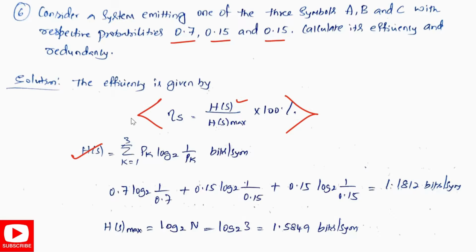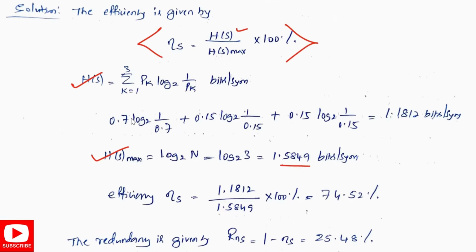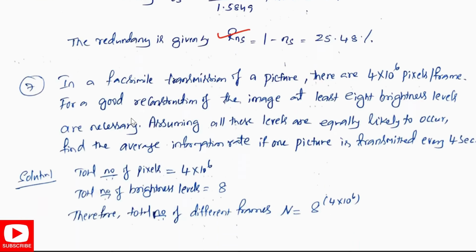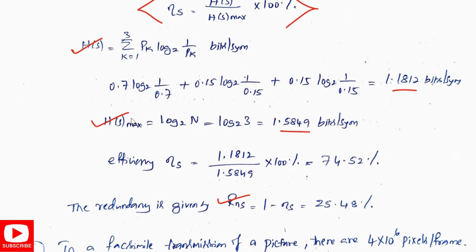After finding that, the next formula you need to know is H of S max, that is log 2 of n. What is n here? N is 3, the number of probability values. So log 2 of 3 is 1.58, what we have got here. So now efficiency is, divide this by this, into 100%, you get the efficiency as 74.52%. Redundancy, again need to know this formula, R is equal to 1 minus efficiency, that is 25.48% is the redundancy. This type of questions you can expect, you need to know these 3-4 formulas.